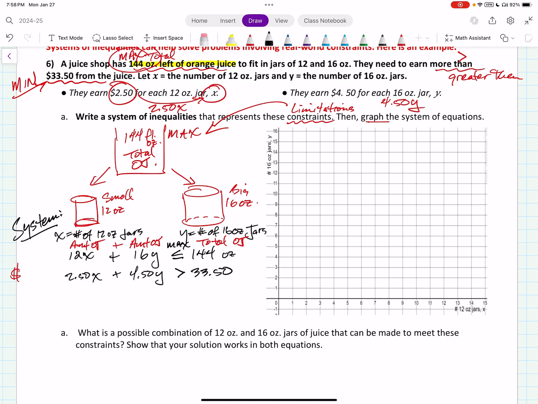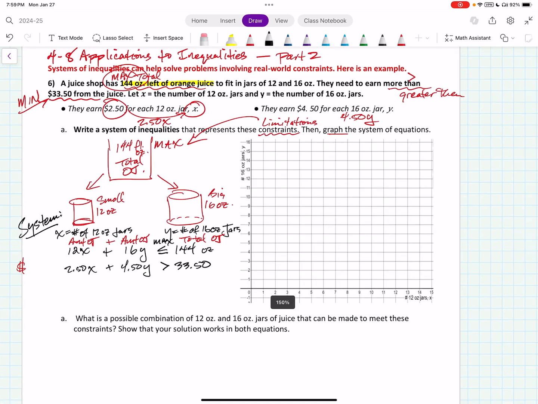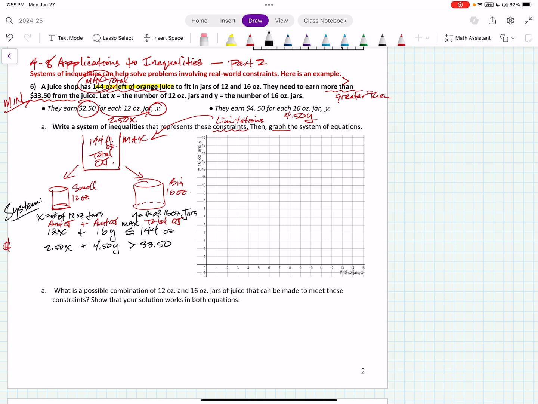Okay, so now we got some work to do because these are not the simplest equations on the planet. So I got to take them over here. I'm going to take the first one, 12x plus 16y is less than or equal to 144, and we've got to isolate y so we can graph it. So now we're going to subtract 12x. We've got 16y is less than or equal to negative 12x plus 144. Okay, divide by 16.